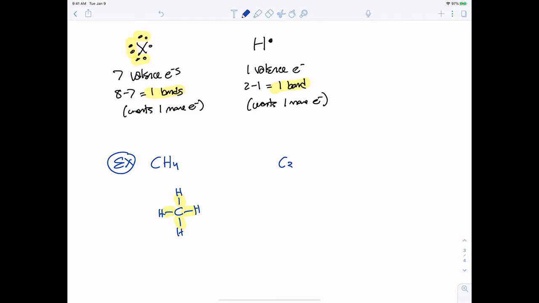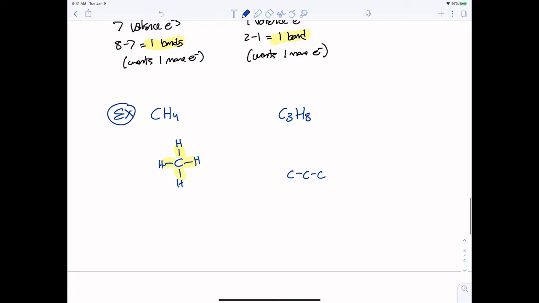We could do C3H8. Again, hydrogen can't go in the middle, so I have no choice but to bond all 3 carbons together. And remember, Lewis doesn't tell us anything about the shape, so if I want to bond them together like this, I totally can. If I want to bond them together like this, I totally can. It doesn't matter, it just matters that the carbons are all bonded to each other, and then I'm going to put the hydrogens around it.